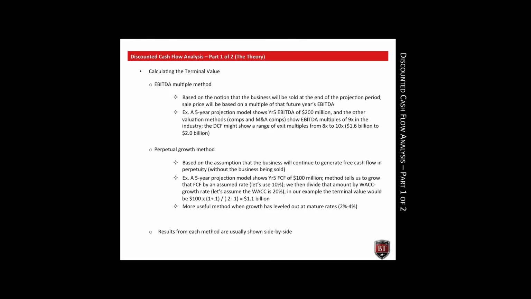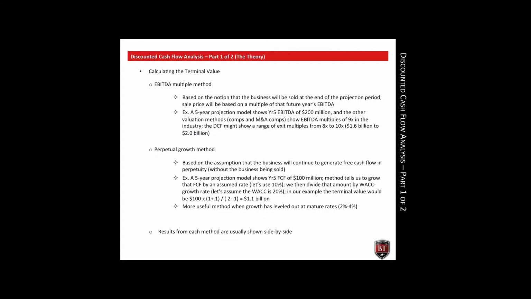Let's talk about terminal value. The EBITDA multiple method is based on the notion that the business will be sold at the end of the projection period, and that sale price will be based on an EBITDA multiple from that future year. Let's look at an example. A 5-year projection model shows year 5 EBITDA of $200 million. The other valuation methods already examined, comps and M&A comps, have shown EBITDA multiples around 9 times in the industry.